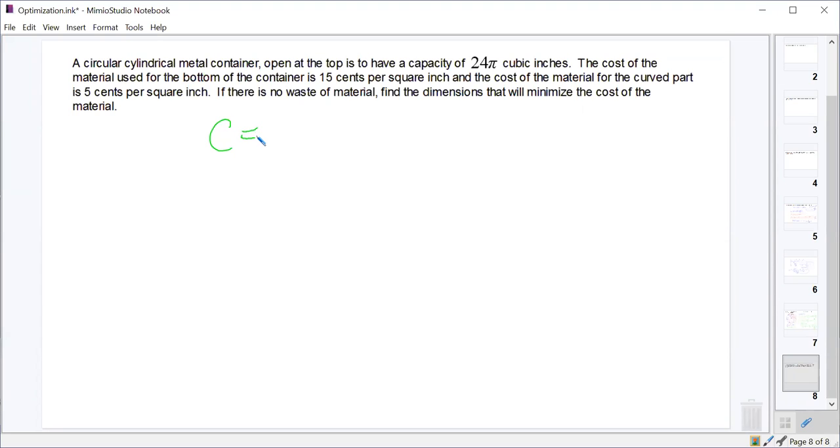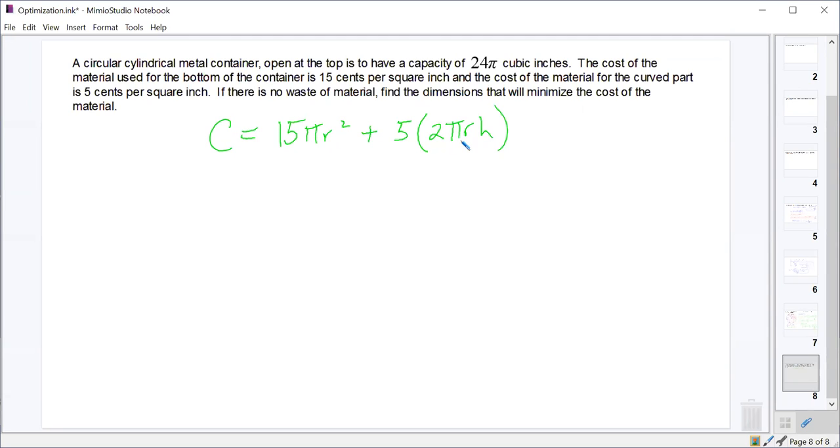So the cost should be the cost for the base, which is 15 cents per square inch. So 15. And what is the area? How many square inches do we have on the bottom? We have pi times the radius squared, right? That's just the base. And then we have 5 inches for the lateral area part, which is 2 pi r h.